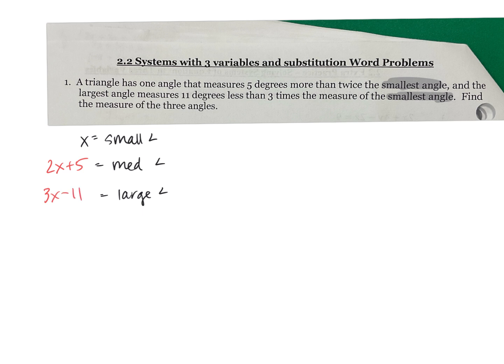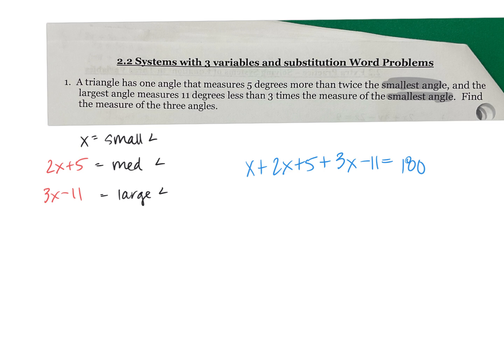Good call. Okay, so now you're like, well, what do we do with those? Anybody? All triangles equal 180. Yes, what do the three angles, small, medium, and large, add up to in a triangle? 180 degrees. So what would I write?